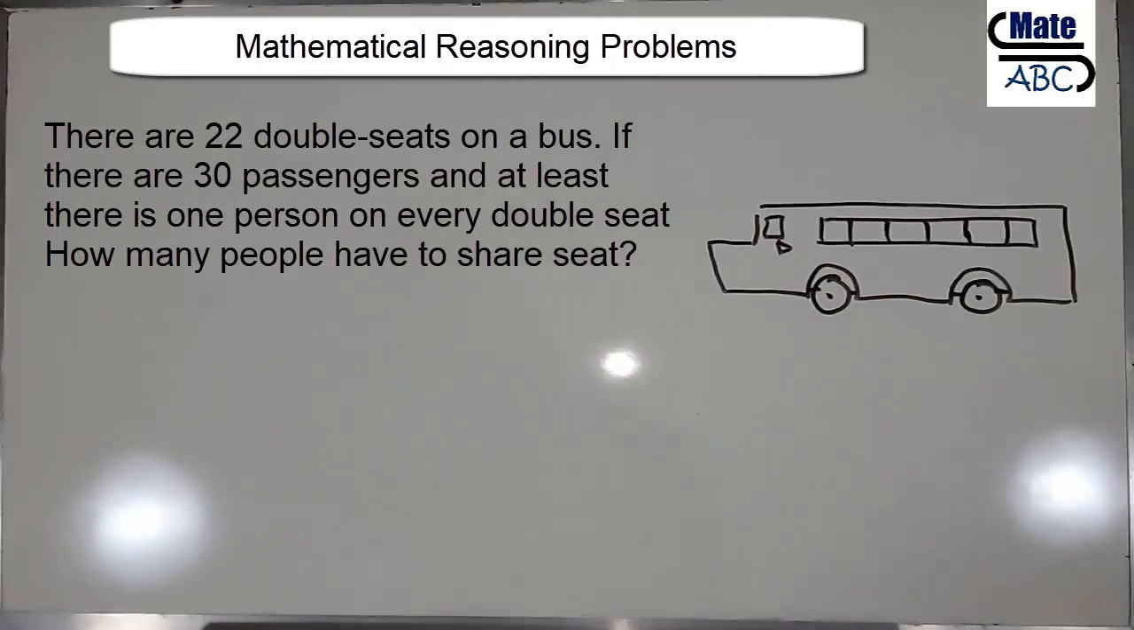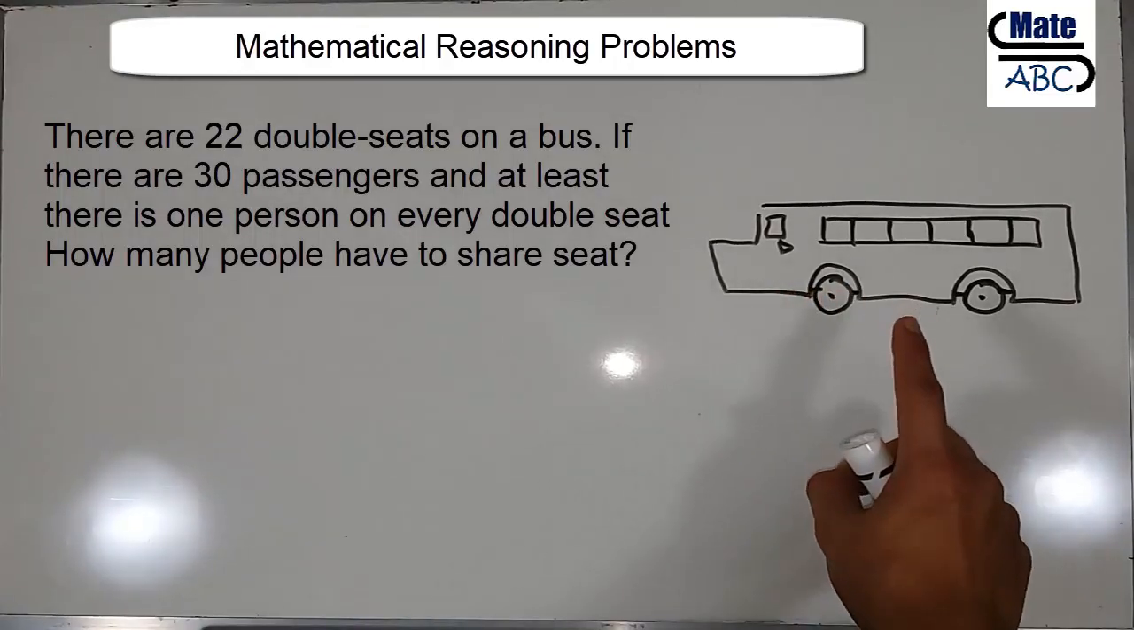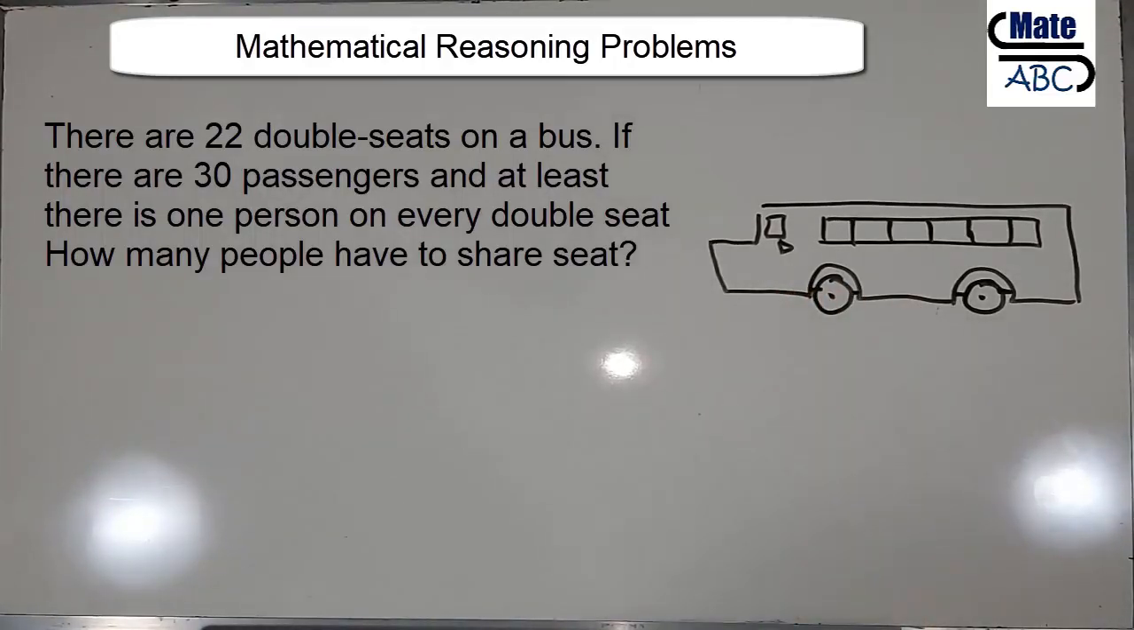First question says, a bus has 22 double seats. If there are 30 passengers on the bus, and at least there is one person on every double seat, how many people have to share seats?